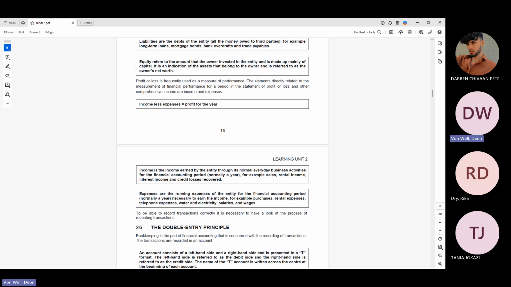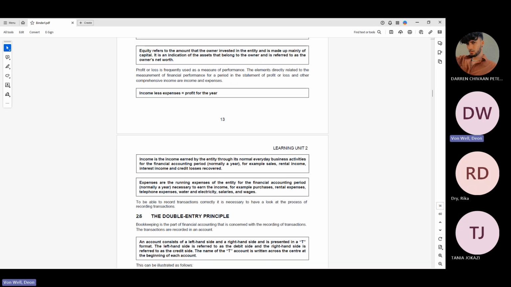But it can also be rental received. So if we decide we're going to call it rental received and not rental income, you must also know it's income. Interest income, it can be interest received. So you must know it is income. Credit losses recovered is income because you have credit losses, which is an expense, but when you recover it, it becomes an income. So credit losses recovered, it's income, but credit losses is an expense. Just take note of that.